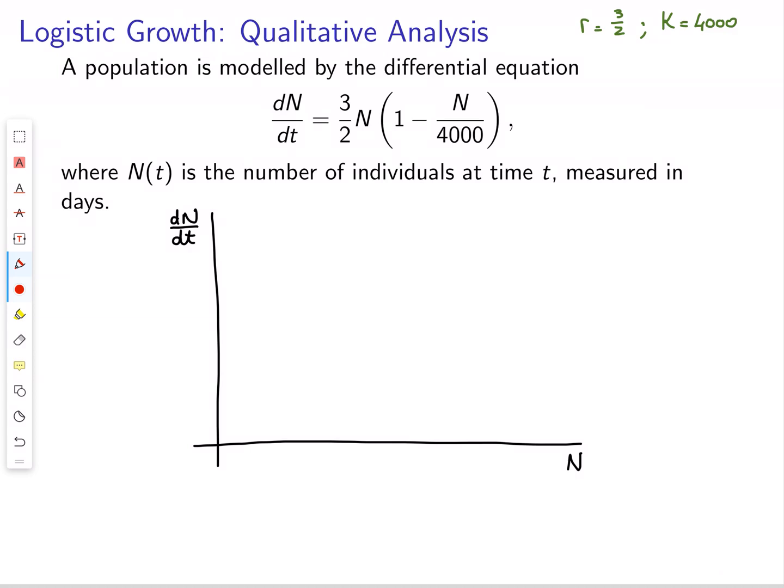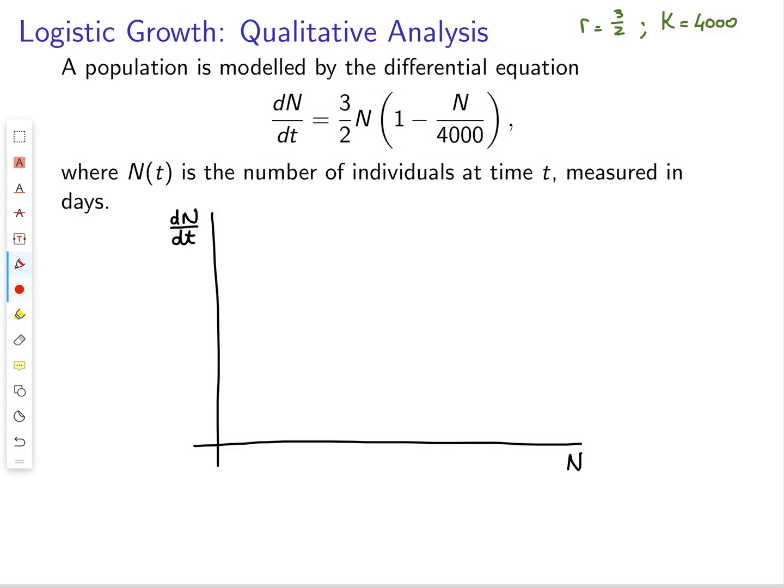And let's just think of N as the number of individuals in a population as a function of time, where time is measured in days. So we start our qualitative analysis by making a graph of dN/dt as a function of N.